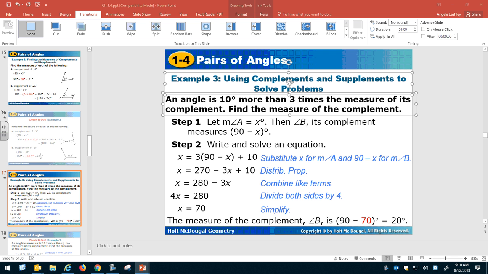So what does that tell me to do? Okay, to add 10. I'm going to add 10 to something. So I'm going to go ahead and write Y equals, and I'm going to skip some space here, and I'm going to add 10. So adding 10 to something. It's 10 degrees more than 3 times the measure of its complement.